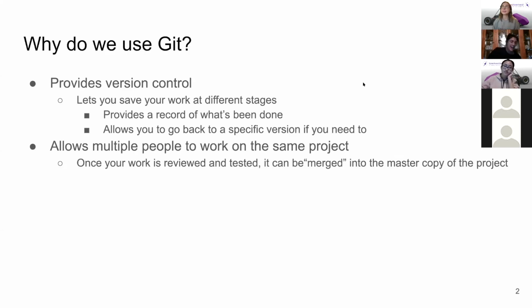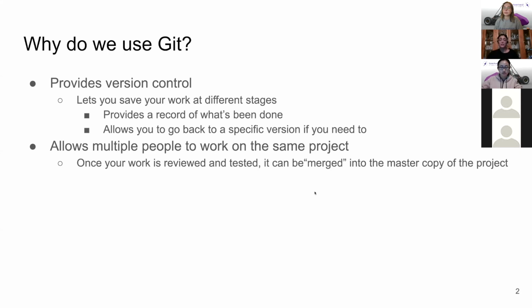Okay, sweet. So to begin with, we want to go over why Git is so important and why Phantom uses Git, and other companies that you may work with after graduation will probably be using Git. Two big reasons that you would use Git in a project is, first of all, it provides version control. So it lets you save your work at different stages. And this is useful because A, you have a history of the changes that have been made over time. And B, if you ever need to go back to a specific version of your project, you can do so.